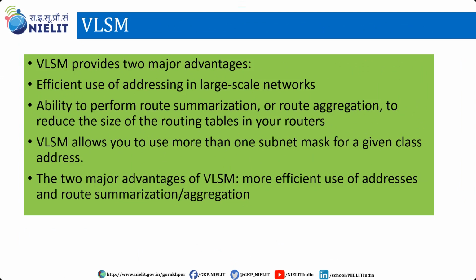Similarly, a router need not propagate all the information to each and every router in the network ecosystem. Few information can be propagated to other routers. On the basis of this, the router will reach the main router. Then this main router will help in carrying the data to the appropriate destination. So basically, VLSM can provide route summarization or route aggregation. VLSM allows you to use more than one subnet mask for a given class of address. The two major advantages of VLSM: more efficient use of address, and route summarization and aggregation.